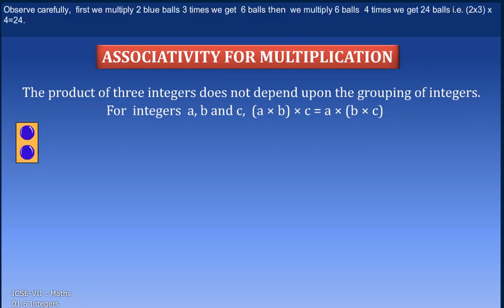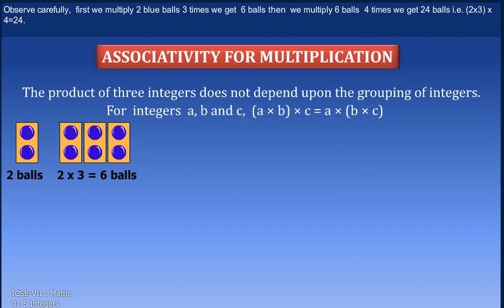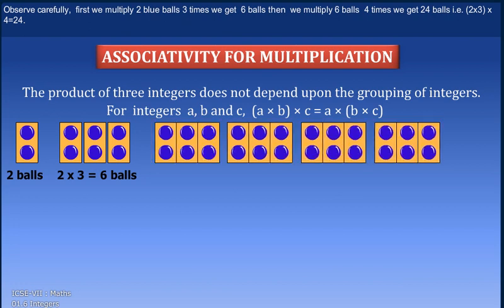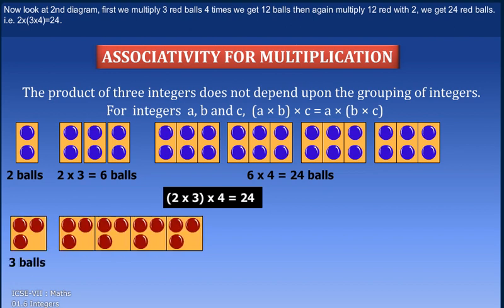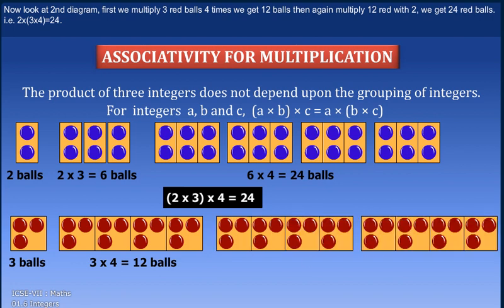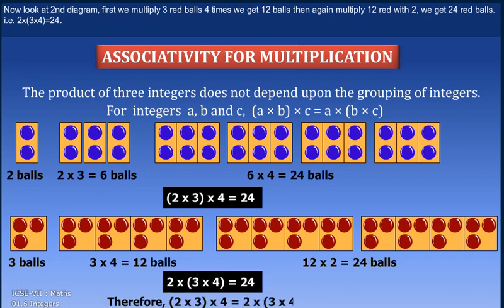First we multiply 2 blue balls 3 times. We get 6 balls. Then we multiply 6 balls 4 times. We get 24 balls. That is, (2 into 3) into 4 is equal to 24. Now look at the second diagram. First we multiply 3 red balls 4 times. We get 12 balls. Then again multiply 12 red with 2. We get 24 red balls. That is, 2 into (3 into 4) is equal to 24.